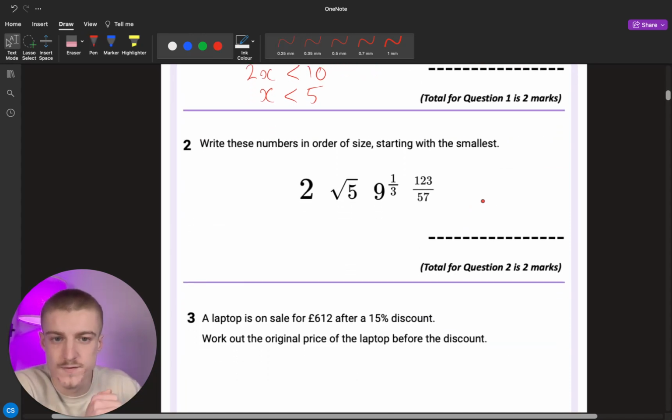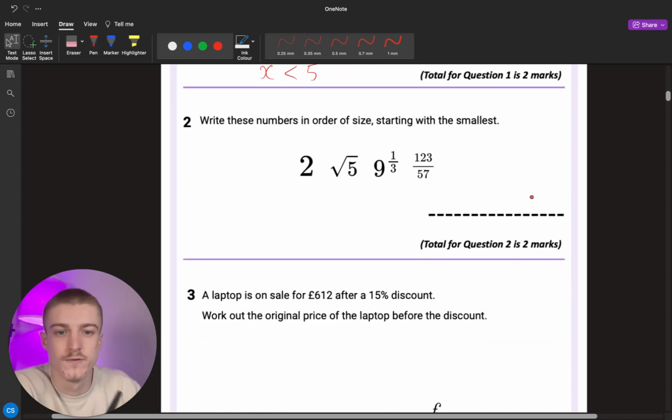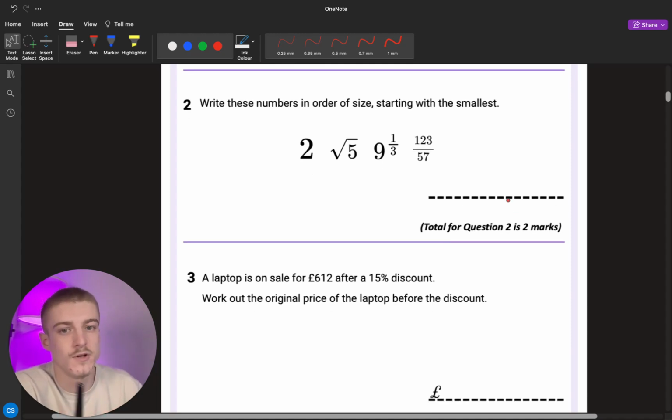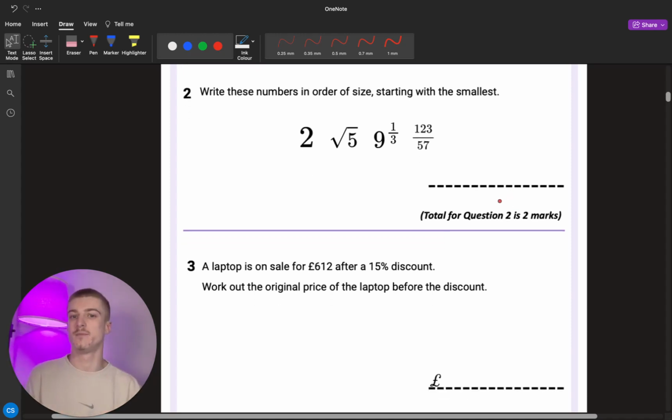Write these numbers in order of size, starting with the smallest. So 2 root 5, 9 to the power of a third, and 123 over 57. They're all in different forms. We can't easily compare them, so let's put them in the same form. 0.16. From smallest to largest, 2 is the smallest.